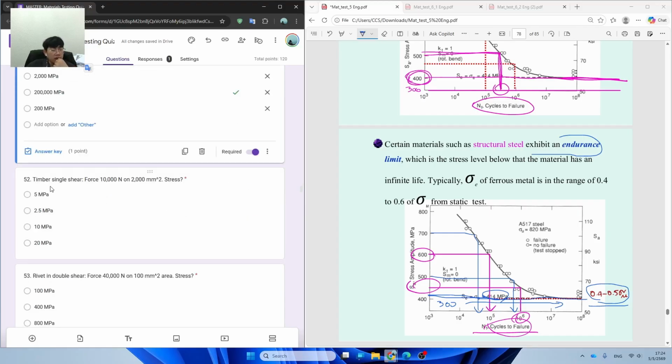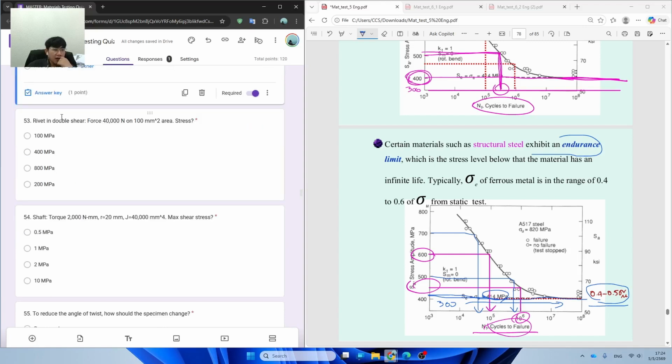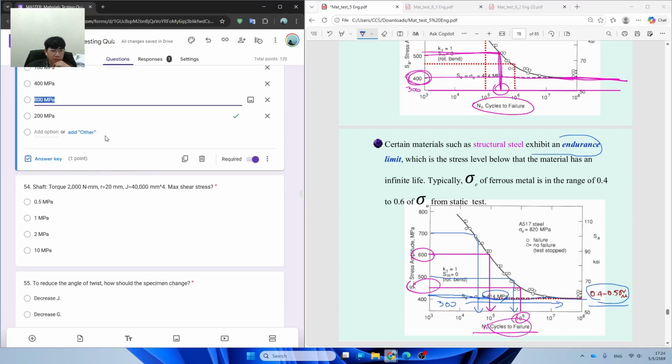And if the timber is subjected under single shear, it's going to be 10,000 Newton divided by the area of 2,000 square millimeters. So the answer is supposed to be 5 megapascal. And for the double shear question, you need to divide by two areas, which means you're going to use 40 kilonewton divided by 2 multiplied by the area of 100 square millimeters. And the answer is supposed to be 200 megapascal.